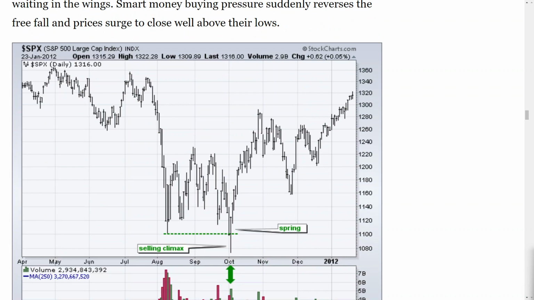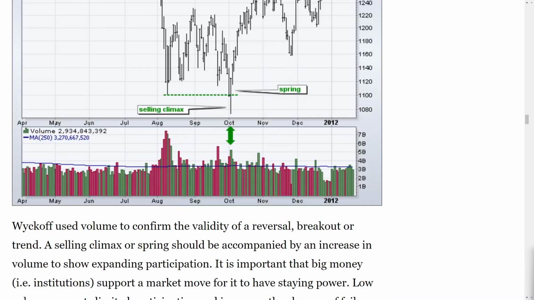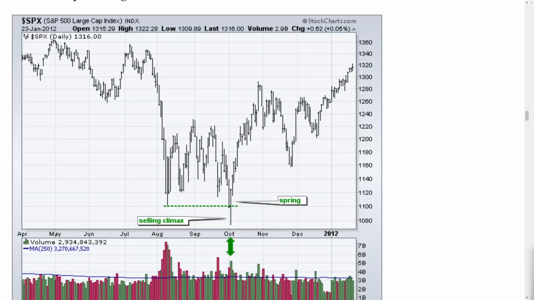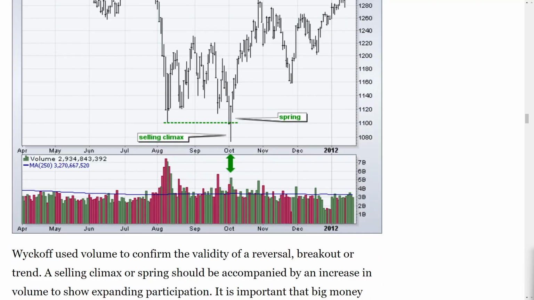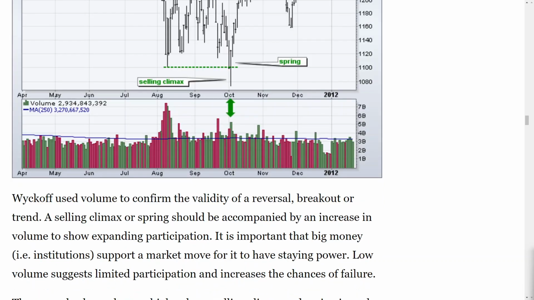Wyckoff used volume to confirm the validity of a reversal, breakout or trend. A selling climax or spring should be accompanied by an increase in volume to show expanding participation. It is important that big money, i.e. institutions, support a market move for it to have staying power. Low volume suggests limited participation and increases the chances of failure.